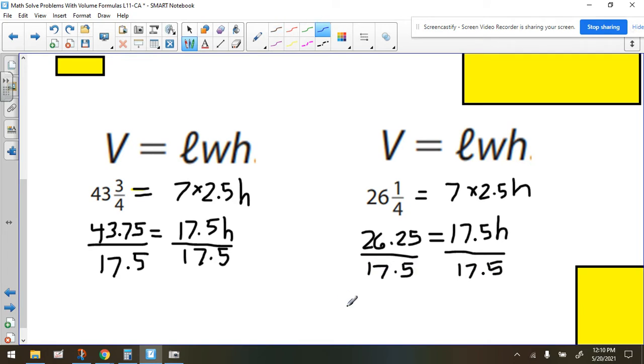All right, so over here, this will simplify and be 1. 1 times h would be h. And then over here, same thing. This would simplify to be 1. 1 times h would give us h.